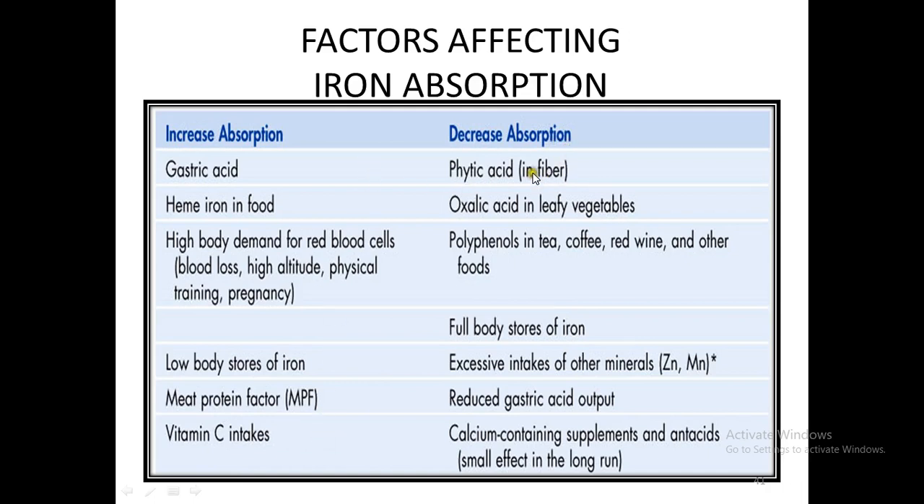Iron absorption is decreased when the diet contains a lot of fiber, meaning phytic acid, oxalic acid present in leafy vegetables, and polyphenols present in tea, coffee, etc. Then, if the body stores of iron are high, this will prevent iron absorption. Excessive intake of other minerals like zinc, manganese, etc. also reduces it, because they compete for absorption of iron. Reduced gastric acid, or calcium containing supplements and antacids, all reduce iron absorption.